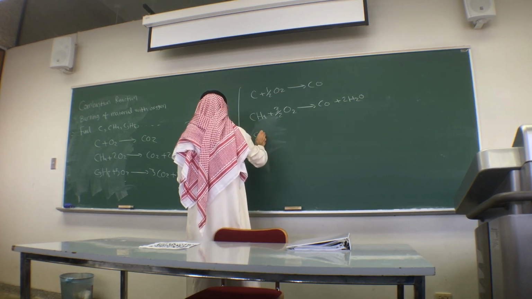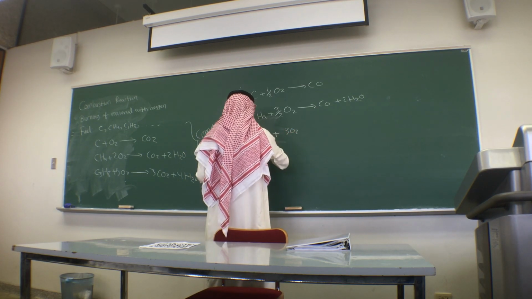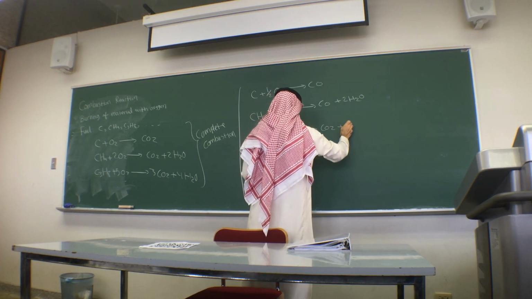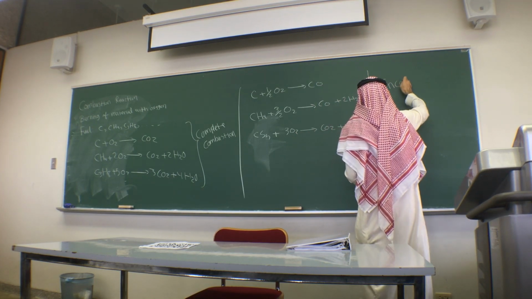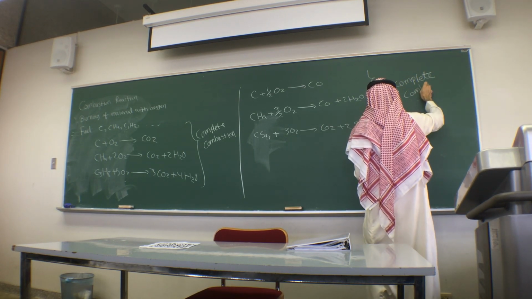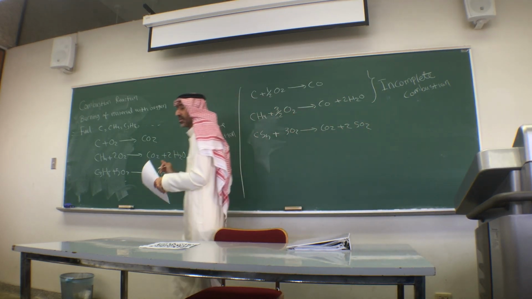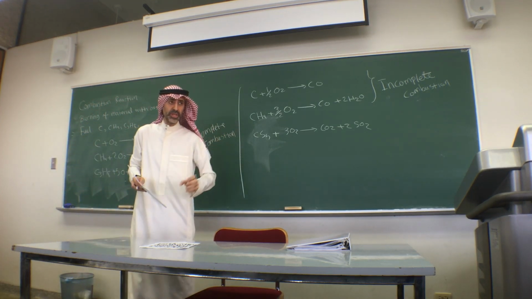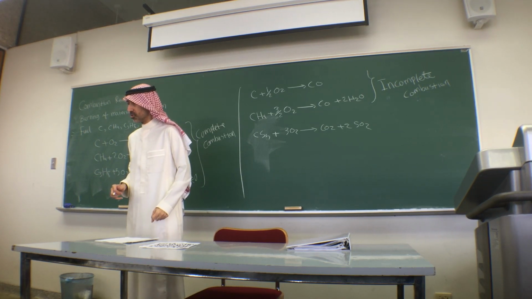If you have CS2, I will go with 3O2, you will have CO2 plus 2 SO2. For those two, we say these are complete combustion. So what is the difference between complete and incomplete in the product? If you are producing CO, we say incomplete. If you have CO2, it is complete.